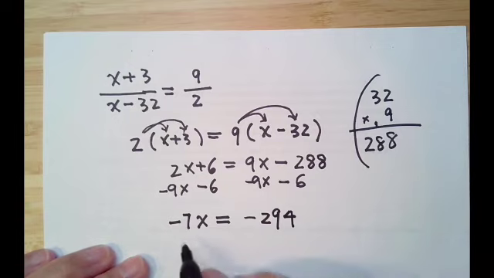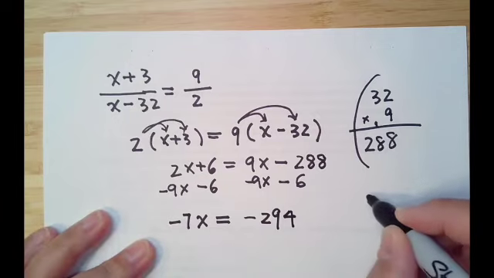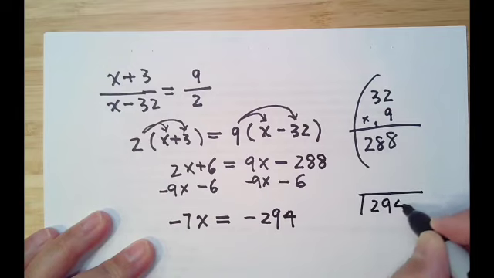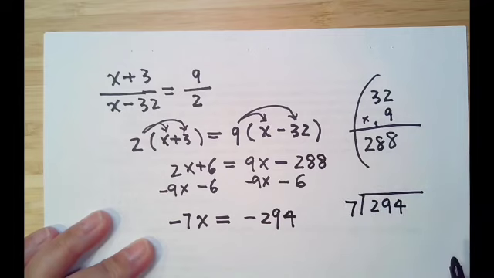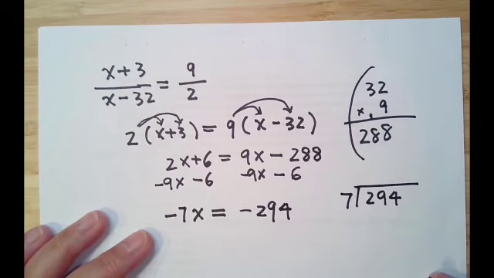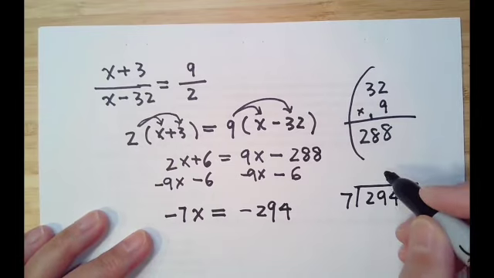Well, the next part is easy, divided by negative 7. So let's see if you remember 294 divided by 7. This is something that you learned a long time ago, isn't it? I think definitely in elementary, maybe grade 3 or 4.